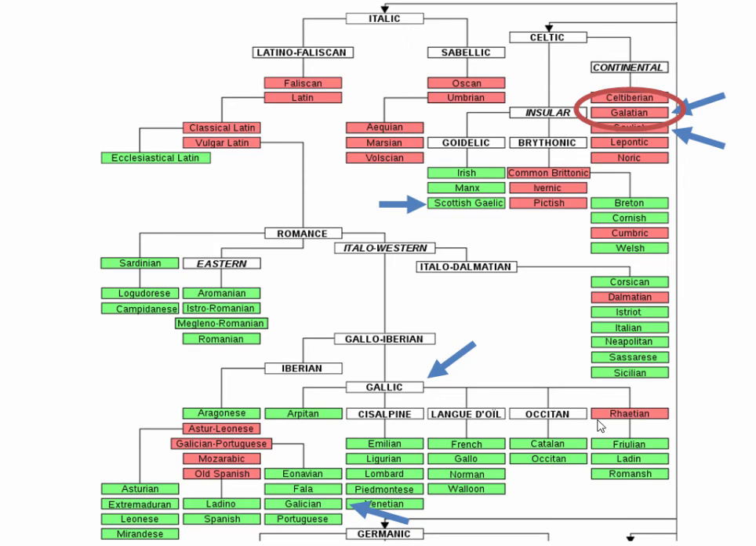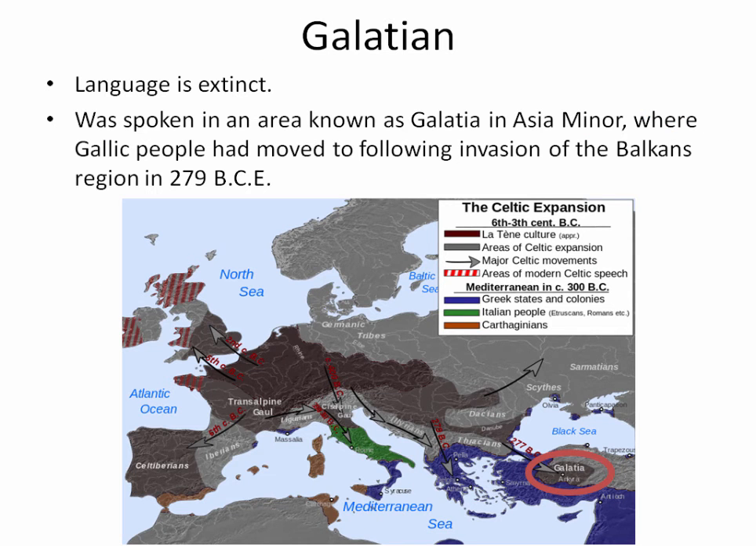Next we'll consider Galatean. Galatean is thought to have been closely related to the Gaulish language, which is why it appears next to Gaulish in this diagram. Galatean is an extinct language. It was spoken in an area known as Galatea in Asia Minor, where Gallic people had moved to following an invasion of the Balkans region in 279 BCE. Gallic people had expanded their language since its inception in Gaul through migration and conquest.